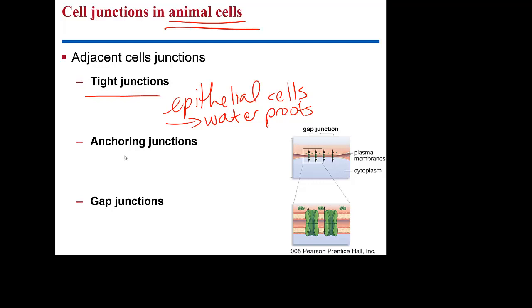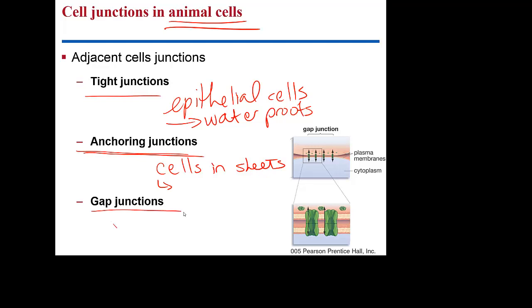Anchoring junctions connect cells into sheets. And where you would know this is if you've ever gotten a bad sunburn in the summertime and you start to peel, and when you peel those cells off, they're in sheets, right? They're held together like that because of the anchoring junctions.